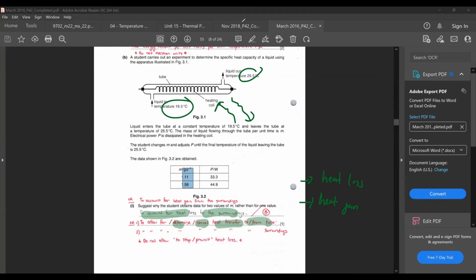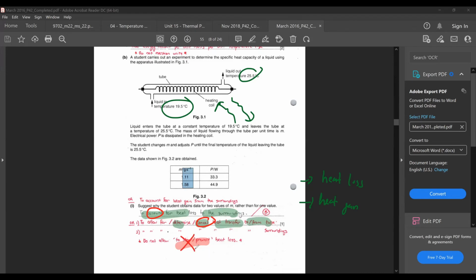You can either just very simply say that it is to account for heat loss to the surroundings, or to cancel heat loss to the surroundings. But what you should never ever write is to say that it is to stop or prevent heat loss. Heat loss will still be present. You are actually not stopping or preventing it. But what you've done is that you have somehow taken into account so that you can cancel it. So be very careful about the terms that you use.